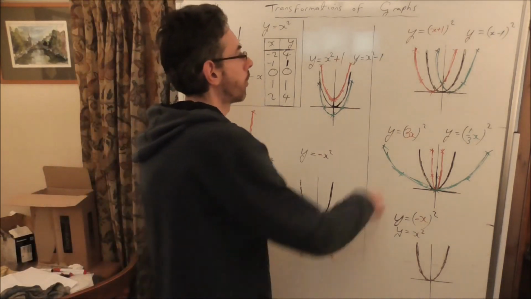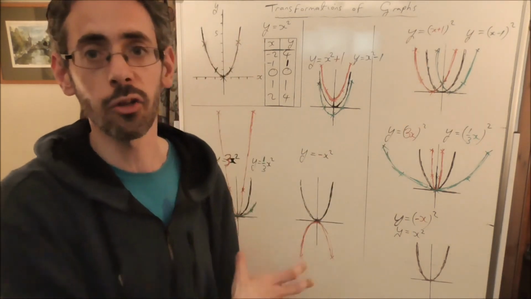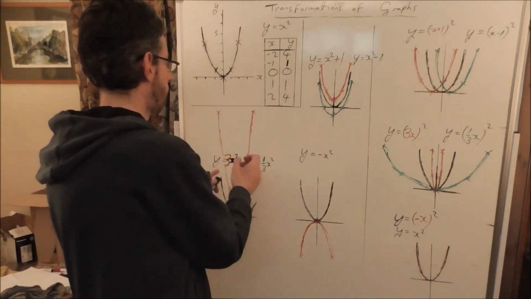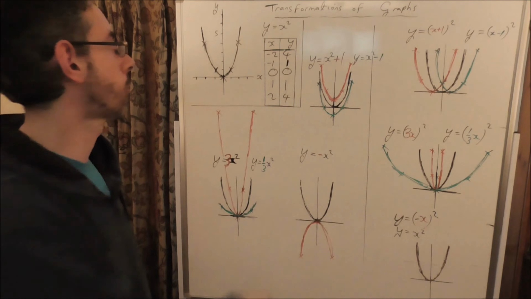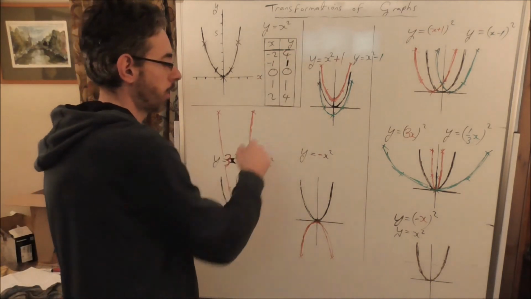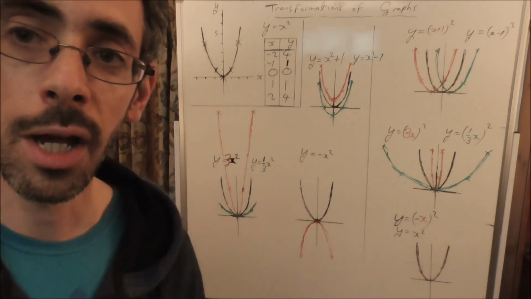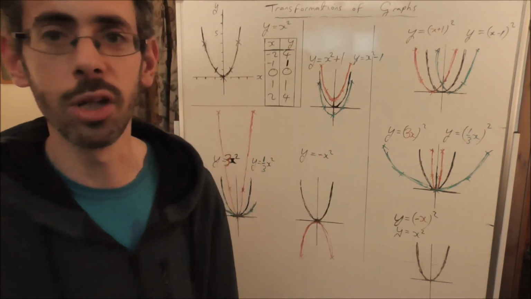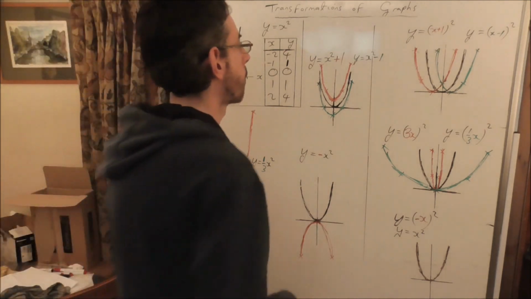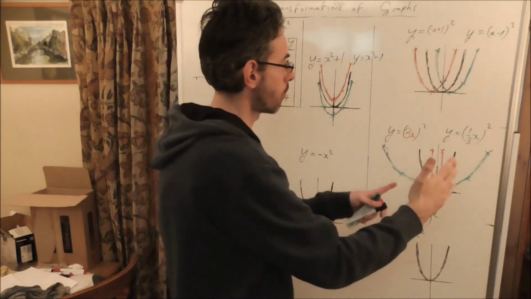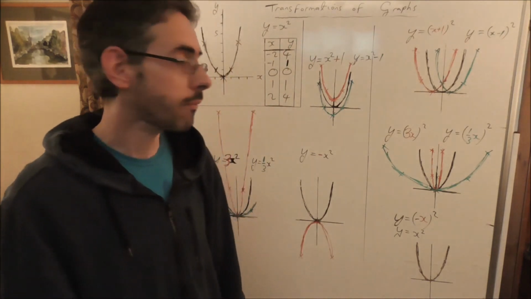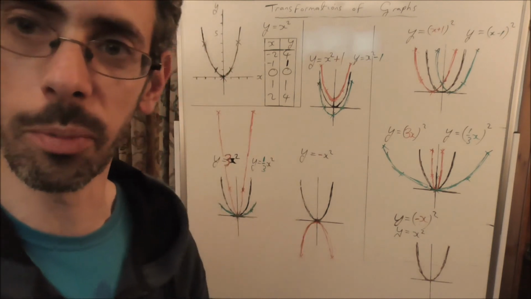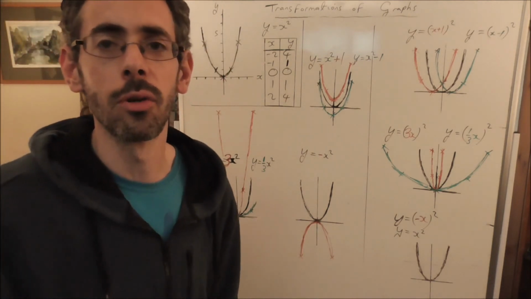So notice that for the horizontal transformations, I've had to replace x with something else. That's how you get a horizontal transformation. For a vertical transformation, you just do something to the whole expression, like add 1, multiply by 3, stick a minus sign in front of the whole thing. And for horizontal transformations, you've just got to be careful, because usually what happens is the opposite of what you might expect. So if you replace x with x plus 1, it doesn't move to the right one, it moves to the left one. Or if you replace x with 3x, it doesn't stretch by a factor of 3, it actually squashes by a factor of 3. So that's it.